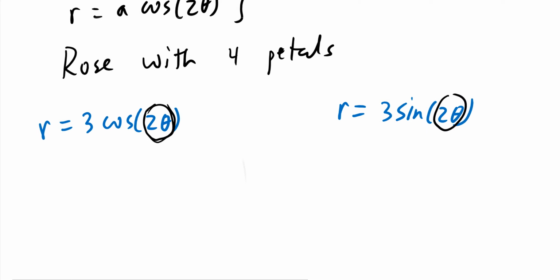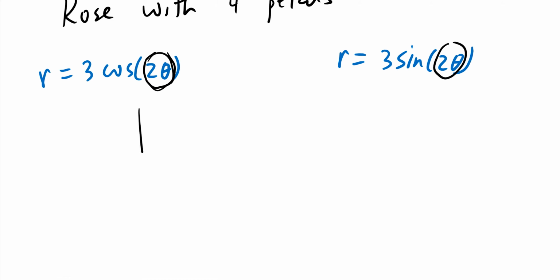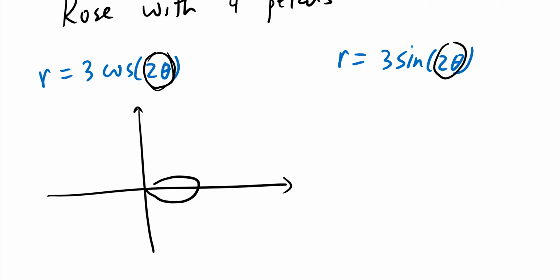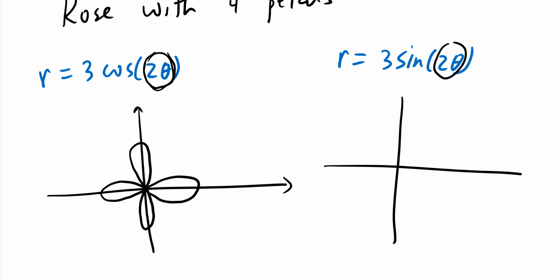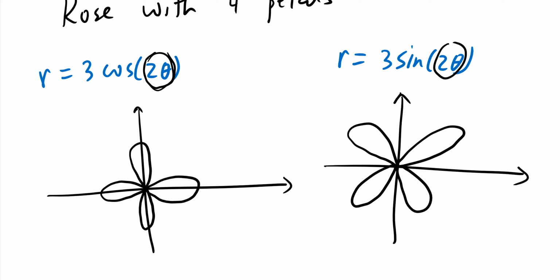How does it work with cosine? With cosine, the petals fall on the axes. So they fall like this. That's the first one. The next one, there are going to be 4 of them. Third one and the fourth one. In this case, they fall in the middle of the quadrants. So 1, 2, 3, 4.